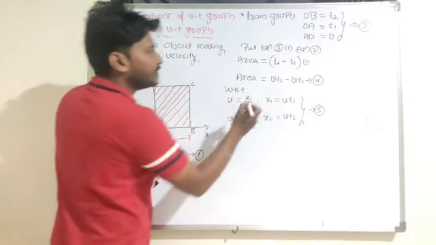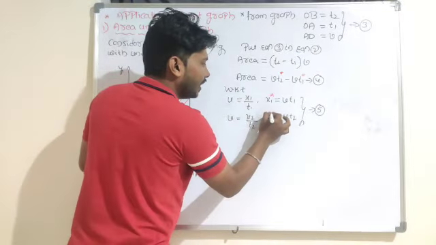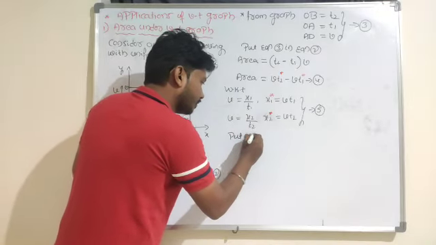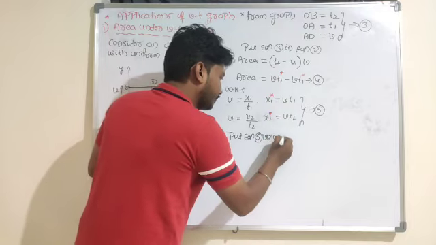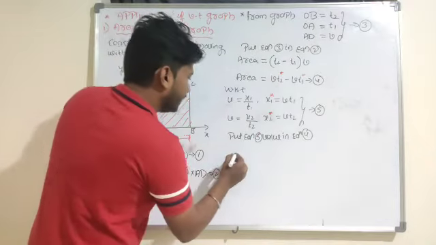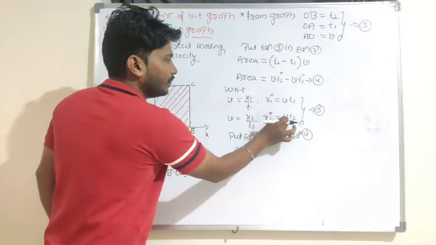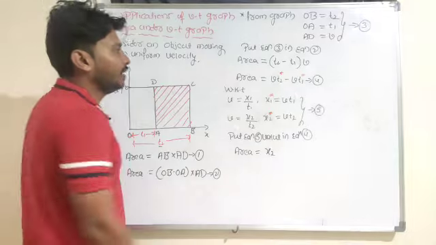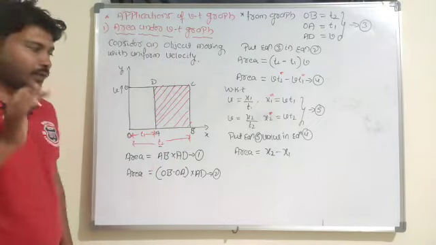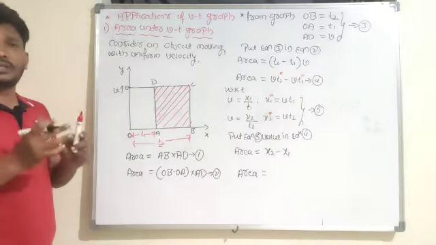Why? Because instead of V into T1, I can take X1 here, and instead of V into T2, I will take X2 here. So look at here, I will substitute equation 5 values in equation 4. If I do so, area is equal to V into T2, which means X2, minus V into T1, which means X1. So area is equal to X2 minus X1, and that is nothing but a displacement.